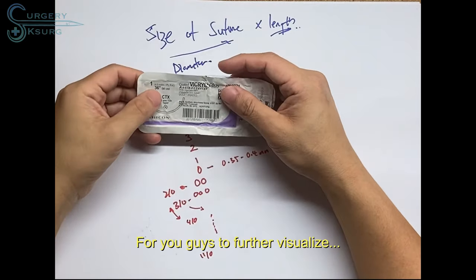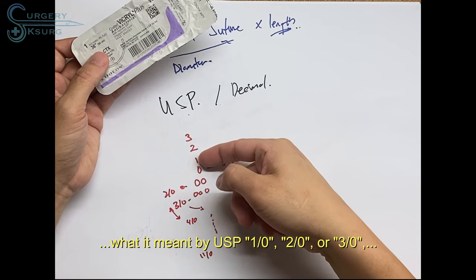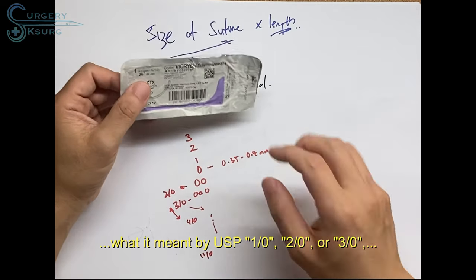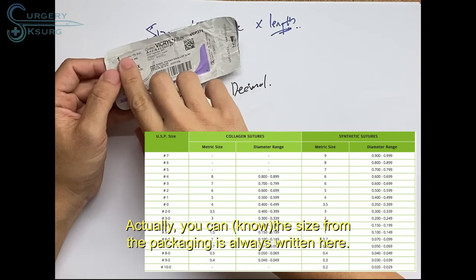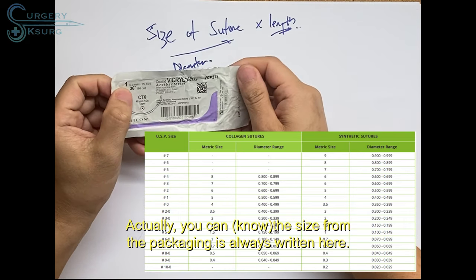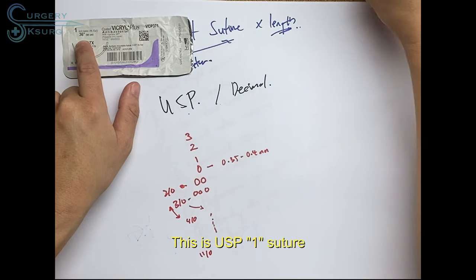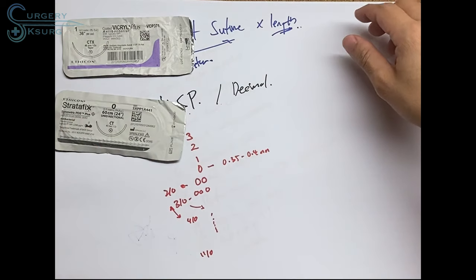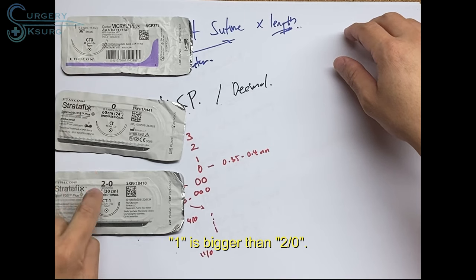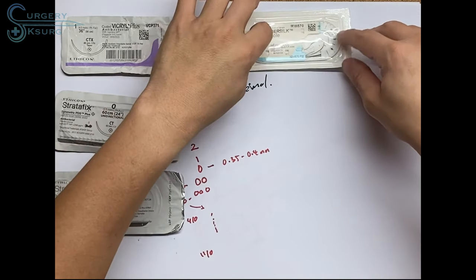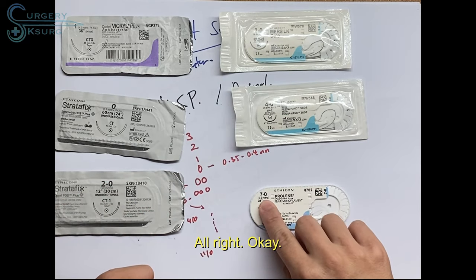For you guys to further visualize what it means by USP 1-0, 2-0, 3-0, for my previous video, you can refer back to that. Actually, you can look at the size from the packaging. It's always written here, 1. This is a USP 1 suture, and this is 0. You also have a 2-0. 2-0 is not bigger than 1. 1 is bigger than 2-0. You also have 3-0, 4-0, and up to 7-0.